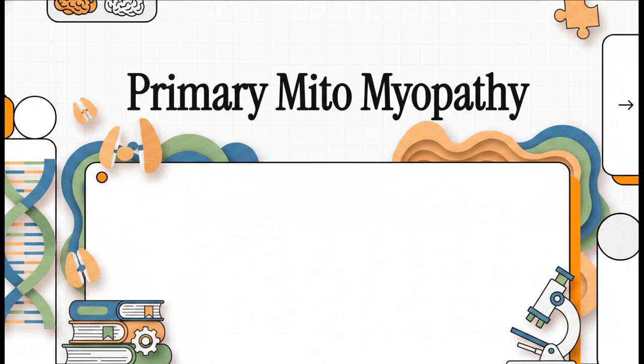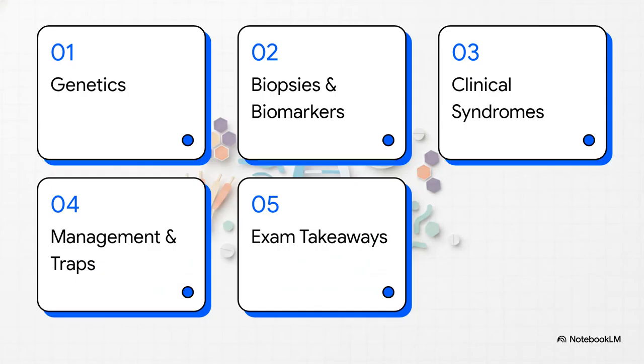the underlying science. By the end of our time together today, you're going to be able to spot the exact differences between these really complex syndromes from just a two-line clinical stem. It's going to be a real game changer. Okay, let's take a quick look at our roadmap. We've got 5 main stops: genetics of mitochondrial disease, biopsies and biomarkers, the core clinical syndromes, management and pharmacology traps, and finally, high-yield exam takeaways.